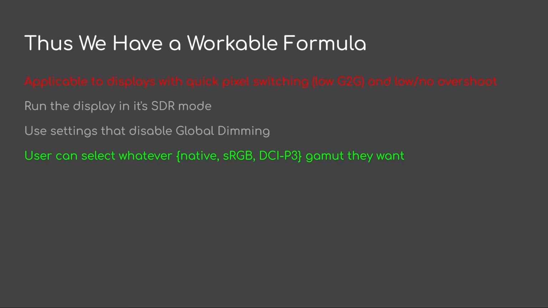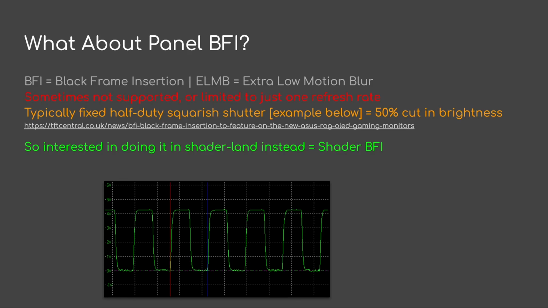If we have a display with quick pixel switching, i.e. low G to G time and low to no overshoot, we have something that's going to work. Run the display in its SDR mode, use settings that disable the global dimming, and the user can select whatever gamut they want. Native, sRGB, DCI, P3, anything will work fine.